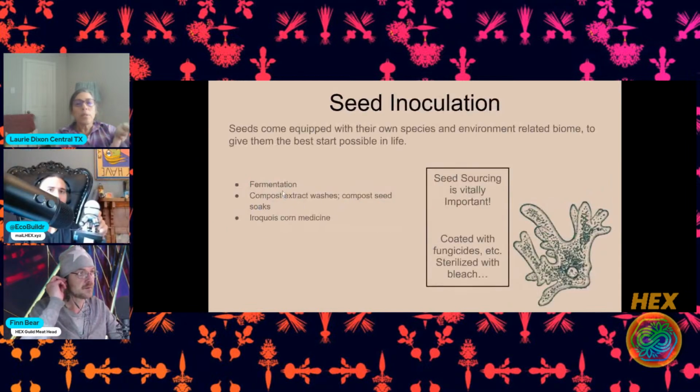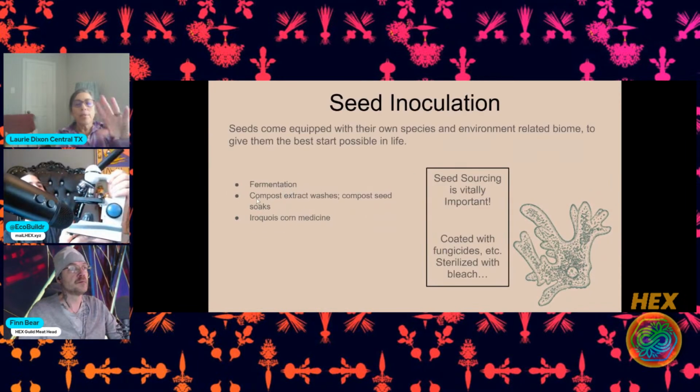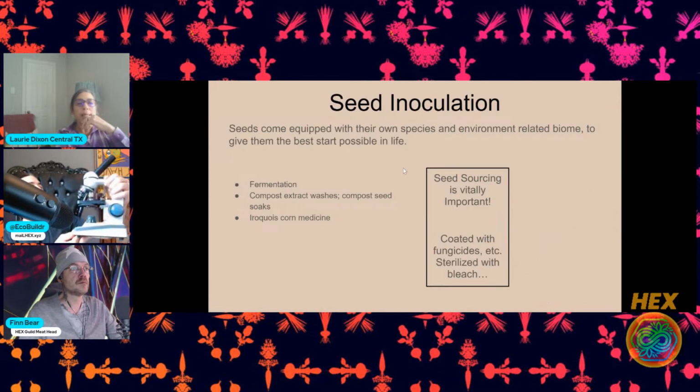We have a section on how to take a sample. I have this in here because a lot of people are like, well, what can I do with this? I don't have equipment. How do I get the biology in my soil? An easy way is seed inoculation.